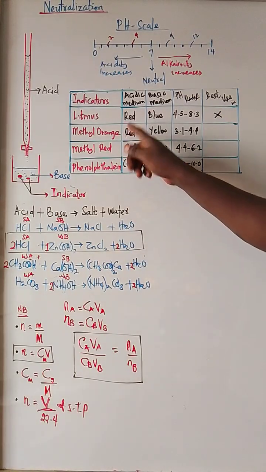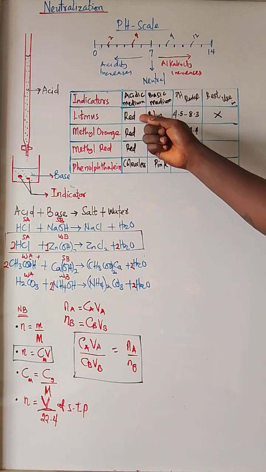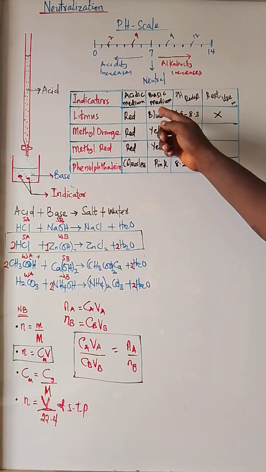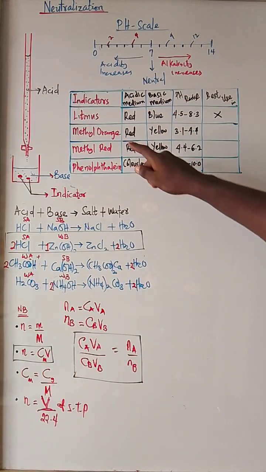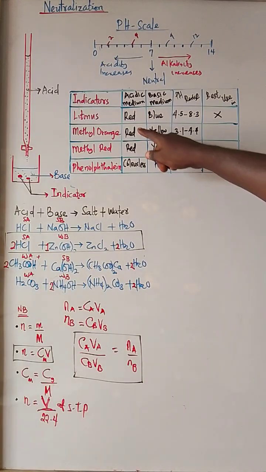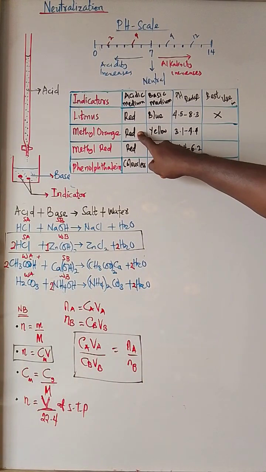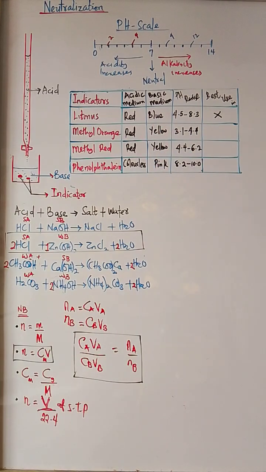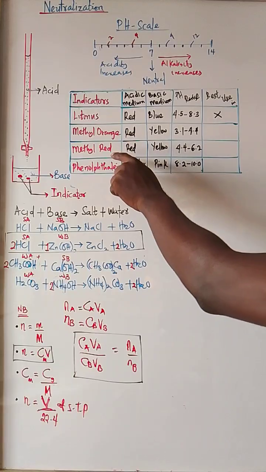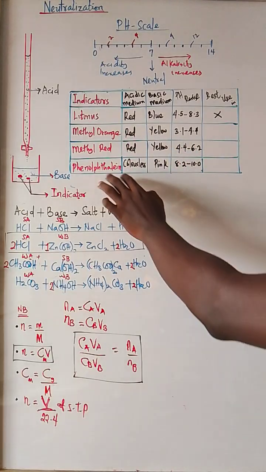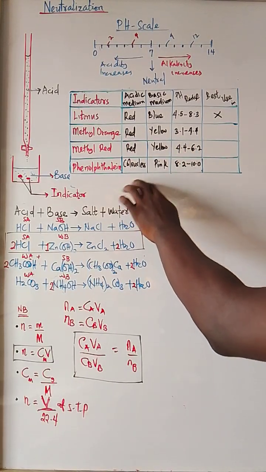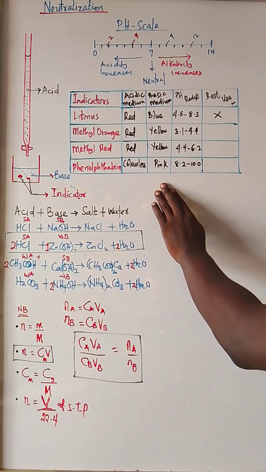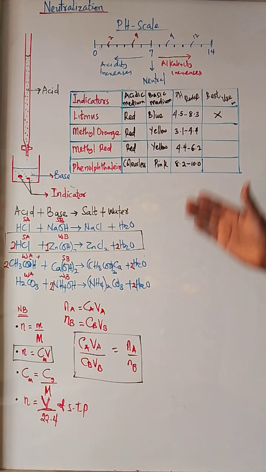Now, we know litmus paper in acidic medium turns from blue to red, while in basic medium it turns red to blue. For methyl orange, in acidic medium it is red, and it will gradually change towards yellow in basic medium. Sorry, basic medium is going to be yellow. Then methyl red is red in acidic medium. They are both red, yellow. Phenolphthalein in acidic medium is colorless. In basic medium, it is pink.